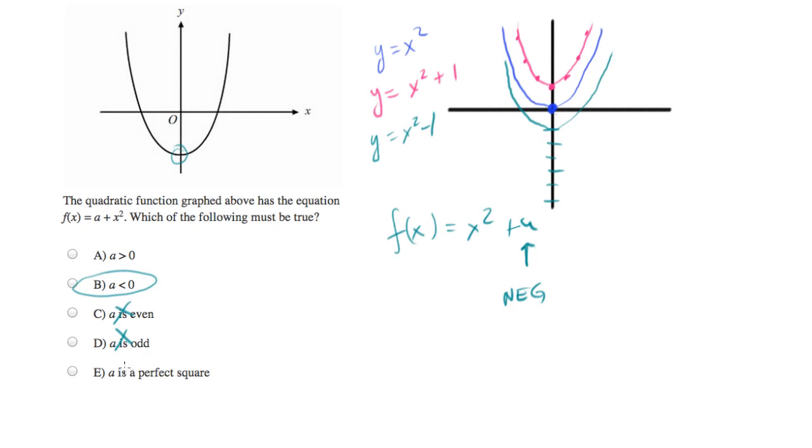A perfect square is irrelevant, right? If a is a perfect square, so a is 4, for example, this would be moved up by 4. But that's not a requirement. And if a is positive, you get a function which moves upward. So we're dealing with B.